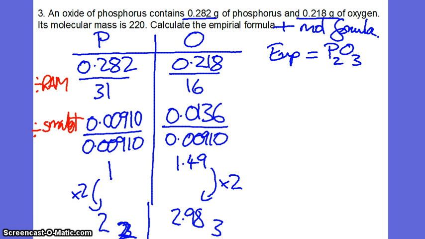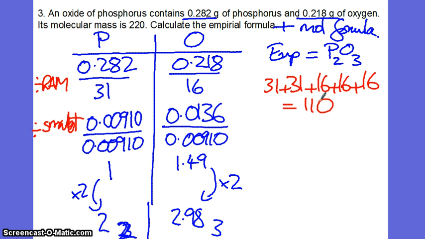I'll do the molecular formula calculation in a different colour. So now we're at the same point that we were at with the previous questions. Now we have to work out how much 1 unit of that empirical formula would actually weigh. So phosphorus, well, we've got 2 lots of phosphorus, so it's 31 and 31. 3 lots of oxygen, 16, 16, 16. Okay, if we add all those together, we get 110.